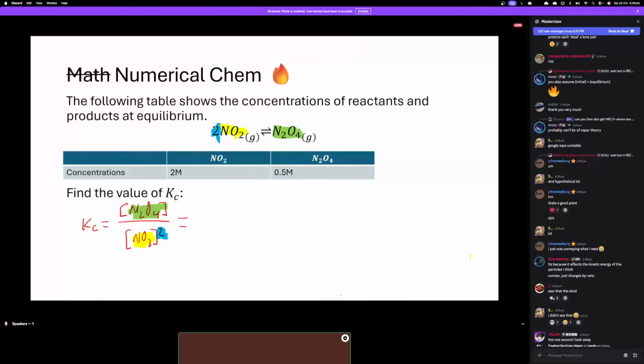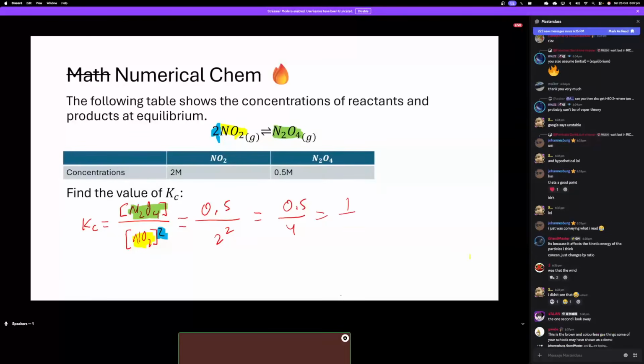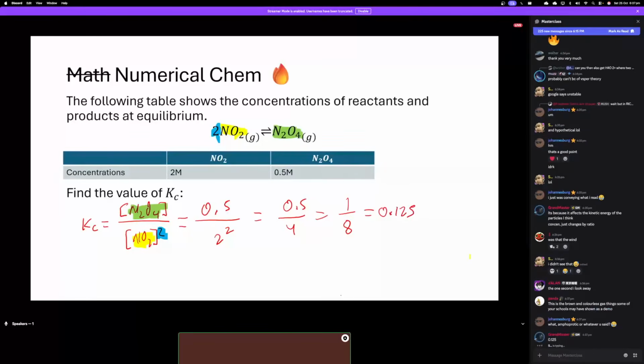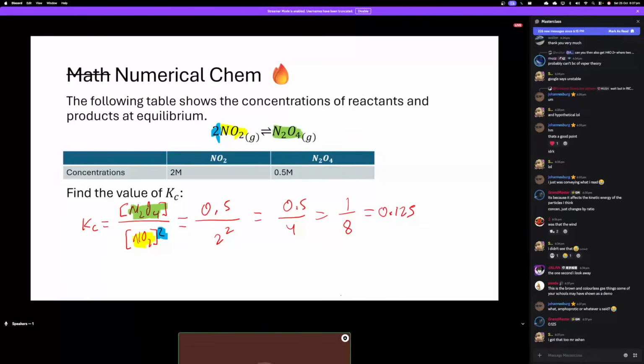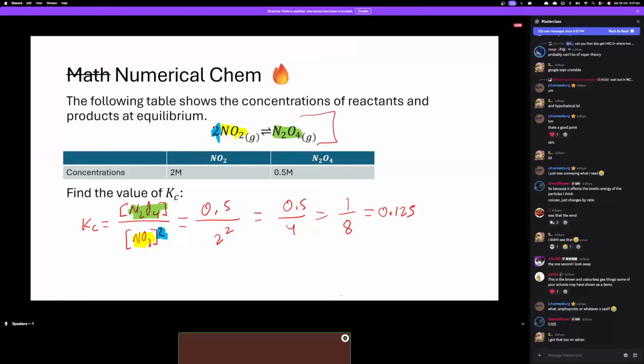So then we can just sub it in. We get 0.5, that is the concentration of N2O4, over the concentration of NO2, which is 2 squared. 0.5 on 4 is 1 on 8, which is 0.125. If you're curious for the actual value of Kc for this reaction, it is not this at room temperature. I just chose this because it's a nice number, it gives an easy example for us.